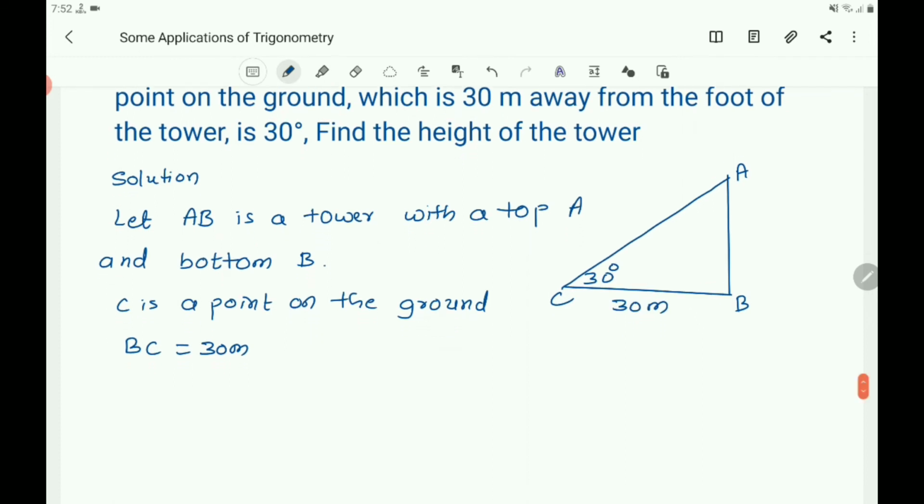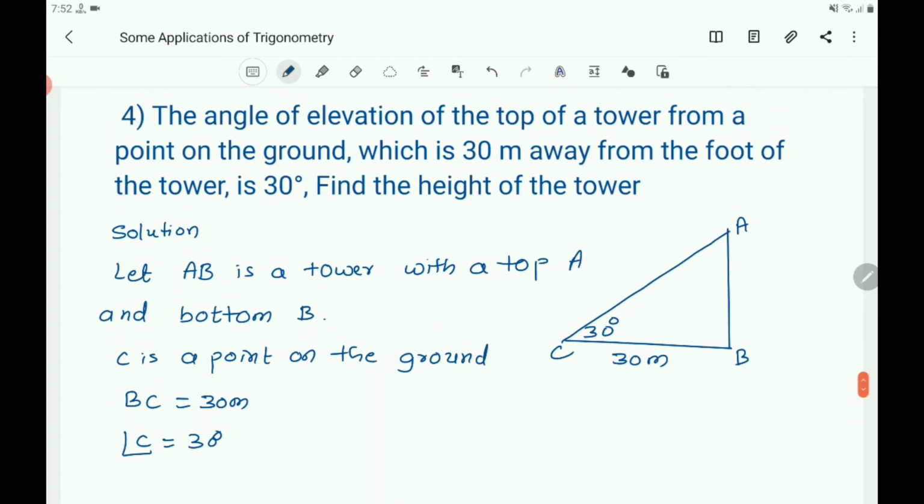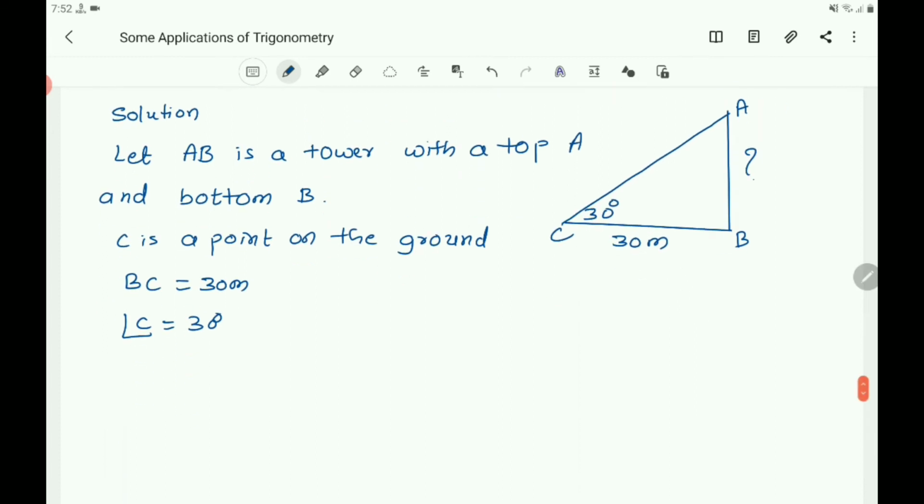And angle C equals 30 degree. That is the angle of elevation of the top of the tower from the point C, which is on the ground, 30 meter away from the B. Now what you have to find out here? Find the height of the tower. AB is to be found out. AB equals question mark.